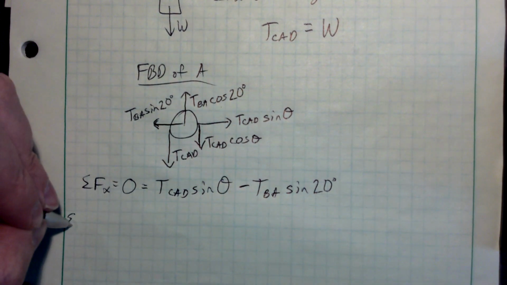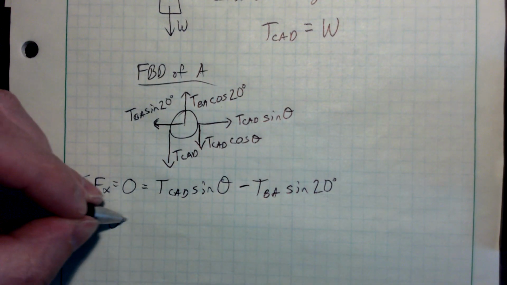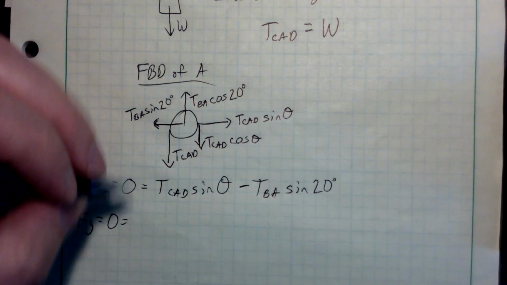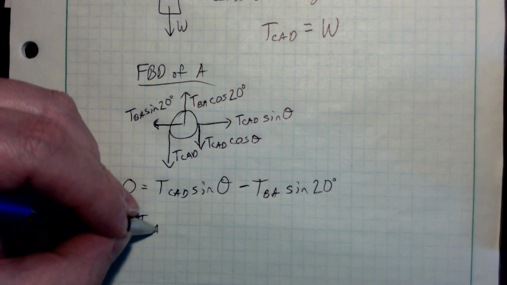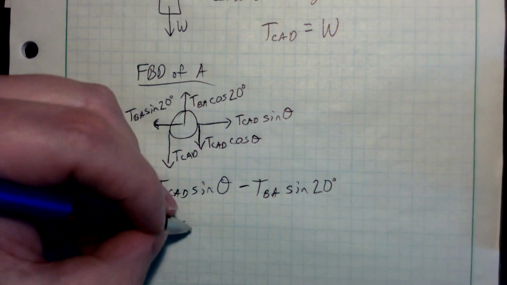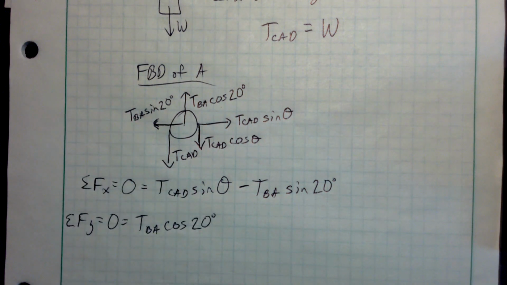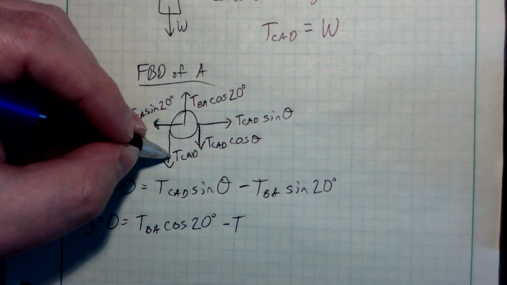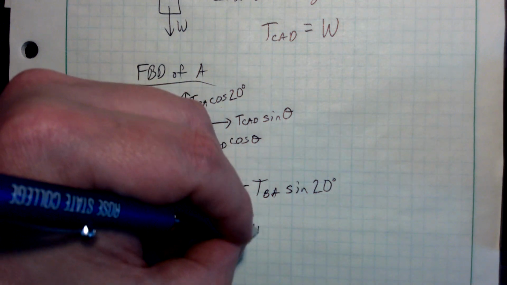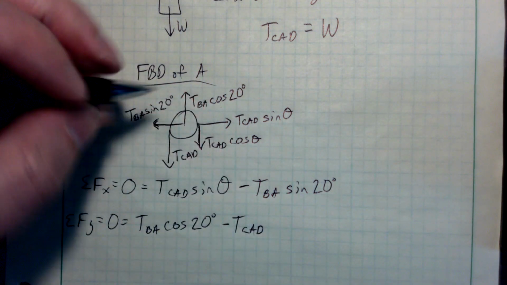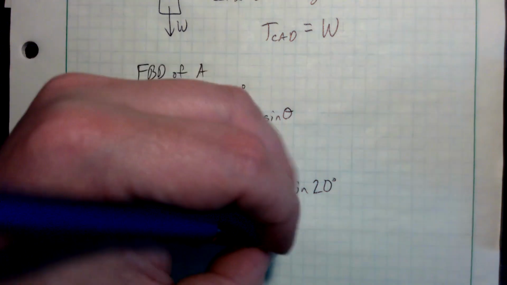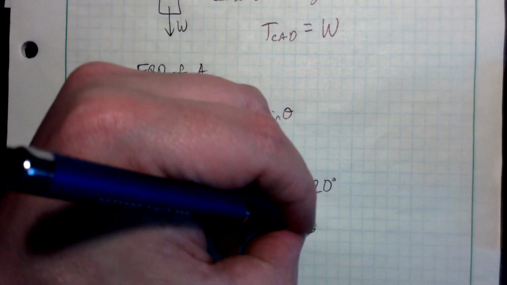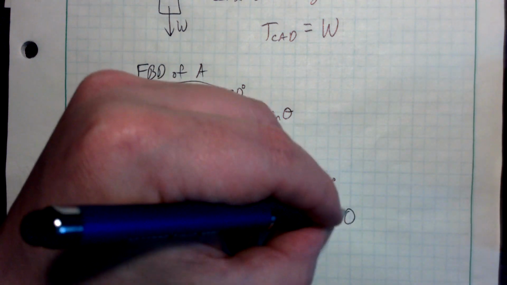And then I've got sum of forces in the y direction equal to 0. Well, in the y direction going up, I've got T_BA cosine 20 degrees. And then going down, so minus, I've got this T_CAD right there. No angle on that one, so it's all in the y direction. And I've got part of this one over here. So this one's also minus T_CAD, and this one's going to be cosine the unknown theta.